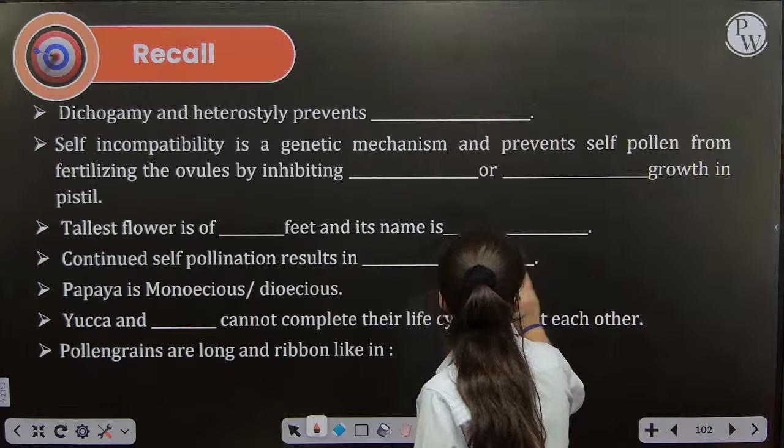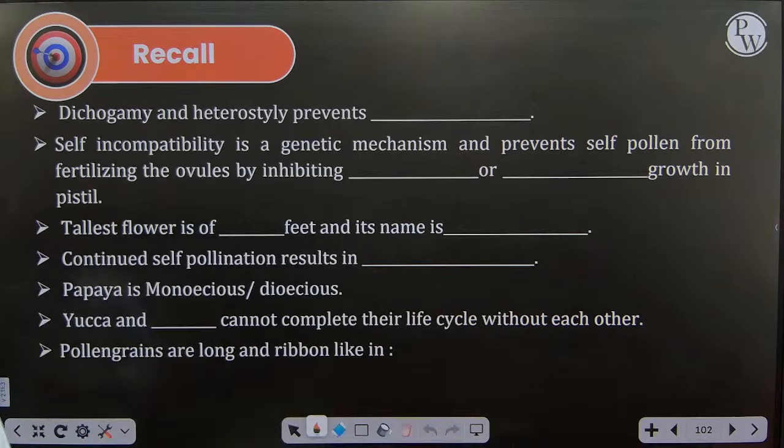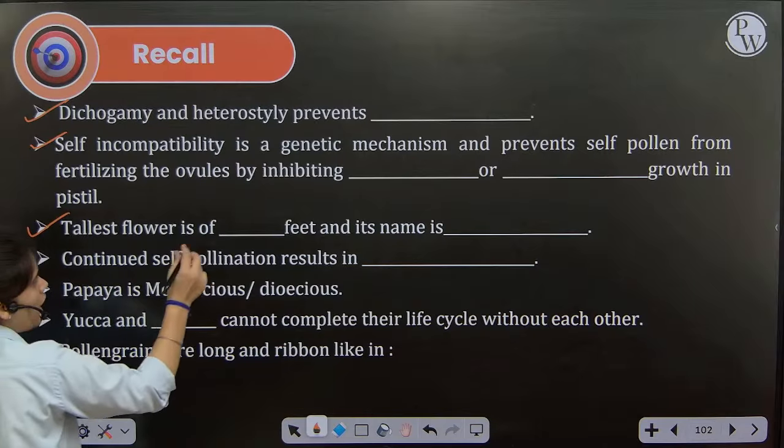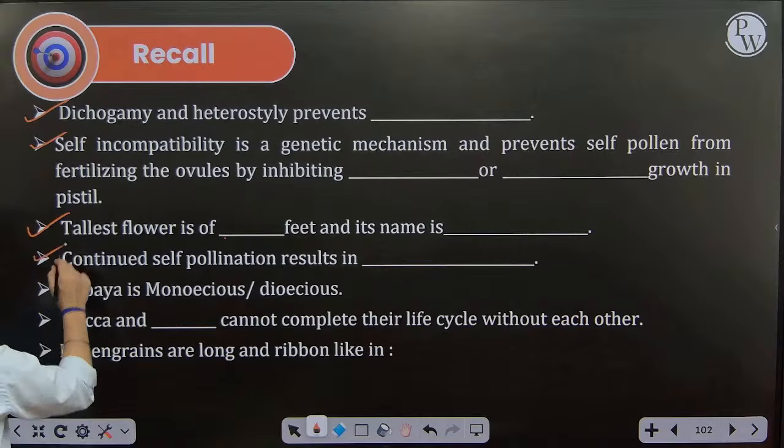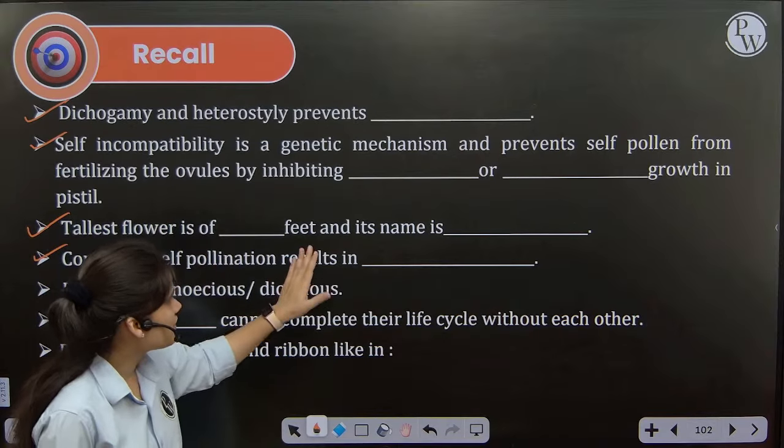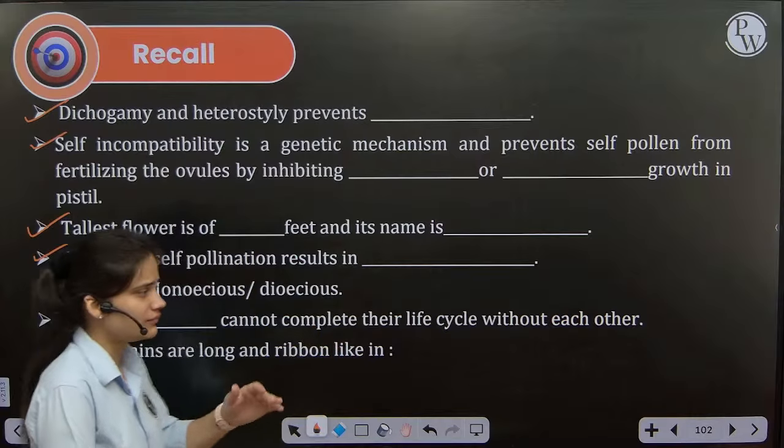Let's recall the topics we already discussed. Dichogamy and heterostyly prevent what? They prevent inbreeding. These are outbreeding devices. Self-incompatibility is a genetic mechanism that prevents self-pollen from fertilizing the ovule by inhibiting pollen tube formation or growth inside the pistil. One of the tallest flowers is about how many feet? It is 6 feet, and its name is Amorphophallus. Continued self-pollination results in inbreeding depression.